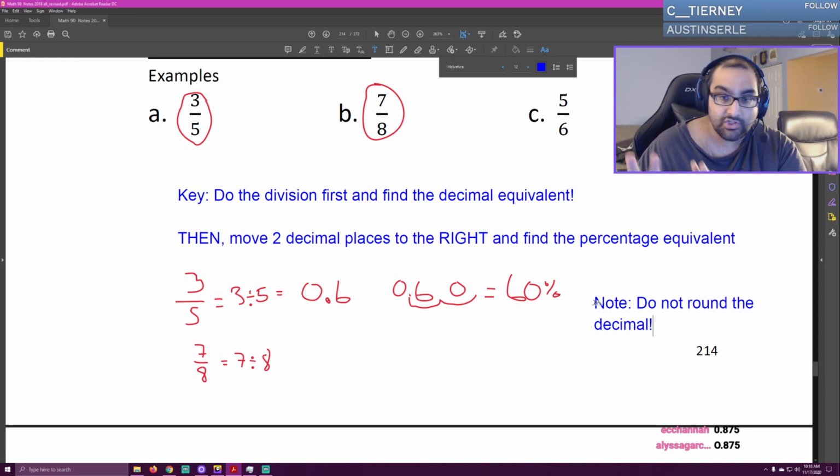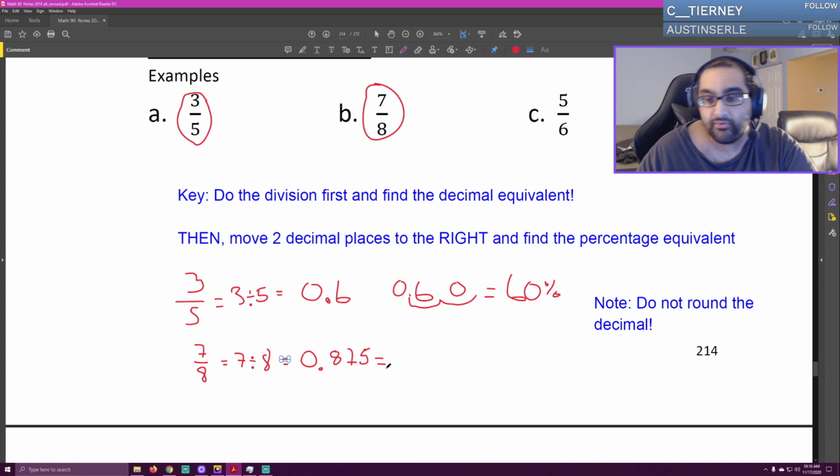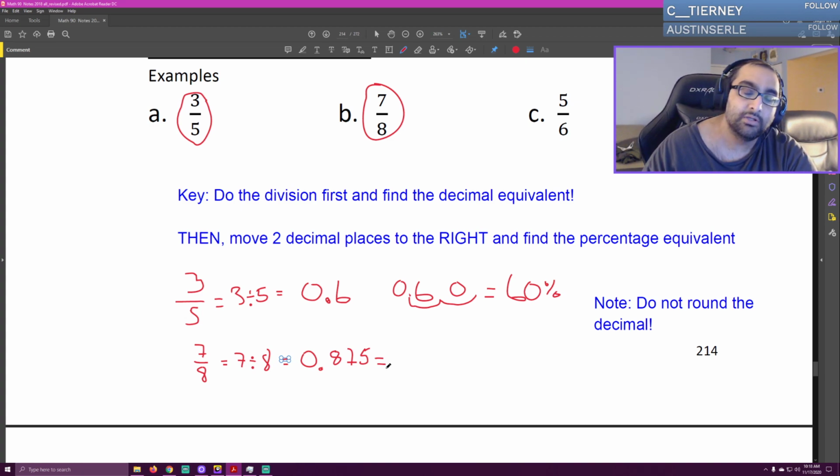So just so J Dragon, don't round the decimal here. Just keep it as is. That way, it's going to be 10 times easier if you do. You're not wrong, I know how you got 0.9 because you rounded there, but I don't want you to round. I'm glad you brought that up because you don't want to fall into that trap. So here we get 0.875. That's correct. Now, what's 0.875 as a percentage?